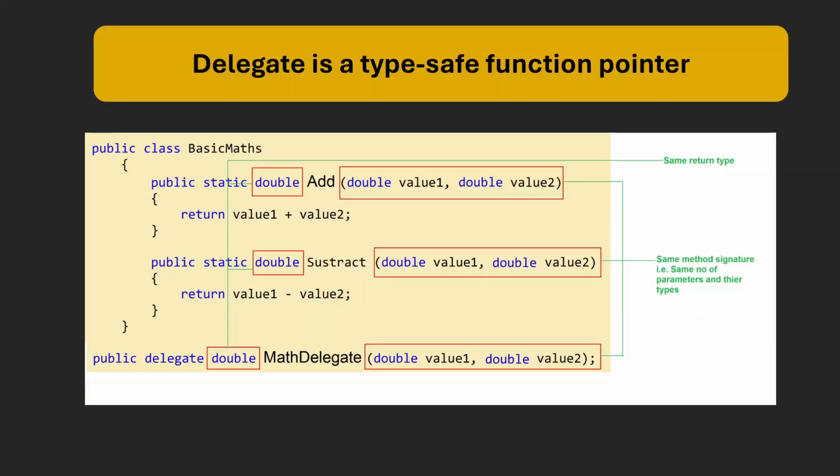Hello everyone. In this video, we are going to introduce the concept of delegates. A delegate can be described as a type-safe function pointer. We can say it is a placeholder for one or more methods. The return type and parameter types of the delegate and methods must match.